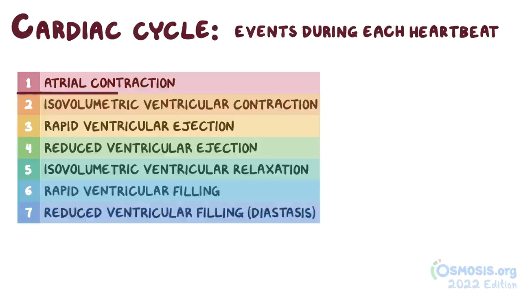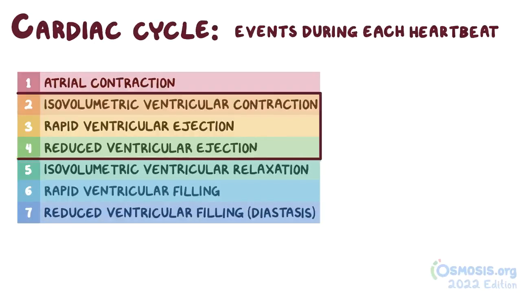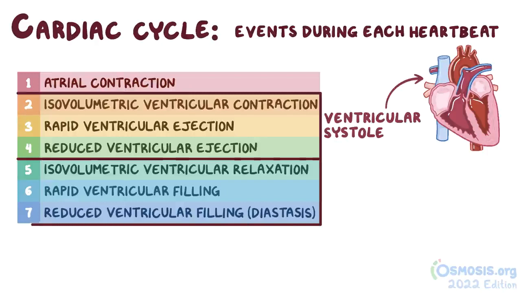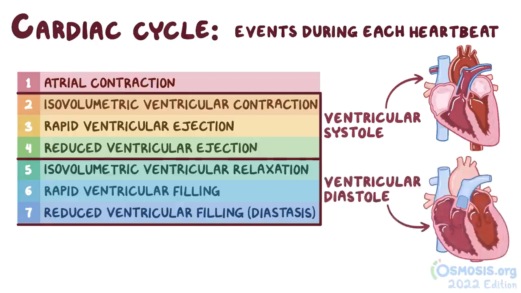Isovolumetric ventricular contraction, rapid ventricular ejection, and reduced ventricular ejection are the phases of ventricular systole, which is the phase of the heartbeat when the heart contracts and pumps the blood out of the ventricles. On the other hand, isovolumetric ventricular relaxation, rapid ventricular filling, and reduced ventricular filling are the phases of ventricular diastole, which is the phase of the heartbeat when the heart relaxes and ventricles fill with blood.